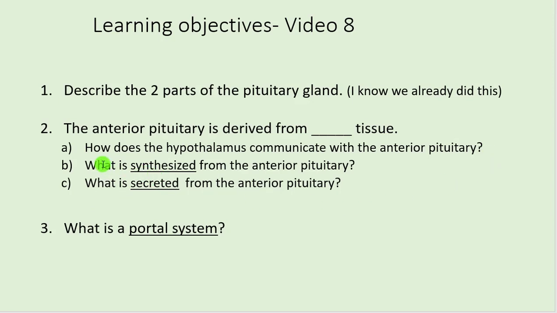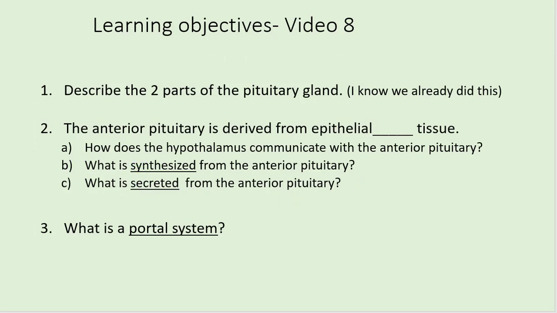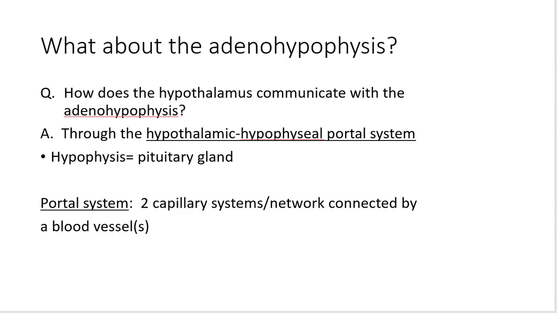All right. So now the question then is, well, the anterior pituitary is derived from what? It's derived from epithelial tissue. Okay, there's your answer. So I want you to be aware of that. We've spoken about that briefly before. And now we've got to talk about, okay, well, what comes out through the anterior pituitary and such?